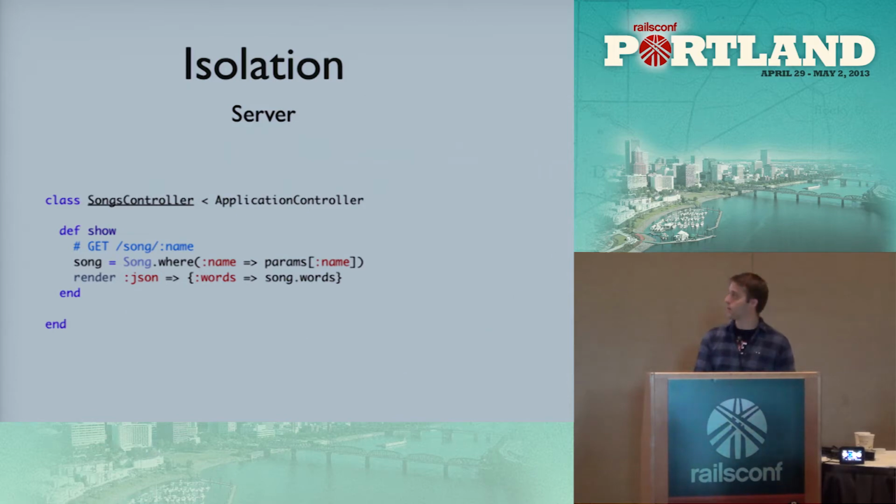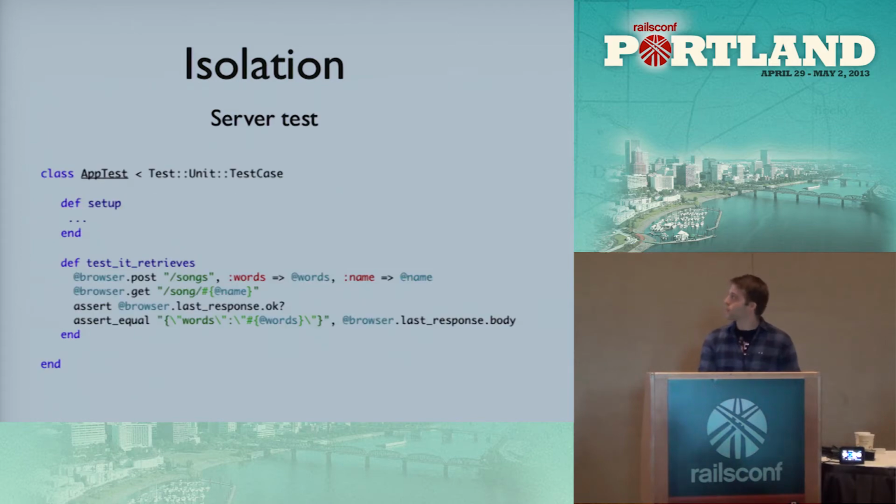And the get method is going to be pretty similar to this, where we're going to look the song up in the database. We'll render back the words as JSON, send it back over the wire, and the client gets that, right? And the server test is going to be somewhat similar to this, where we're just going to use some kind of unit test browser, and we'll make sure that if we post a specific song with specific words, and we get it, then the words that we get back in JSON are what we expect, right?